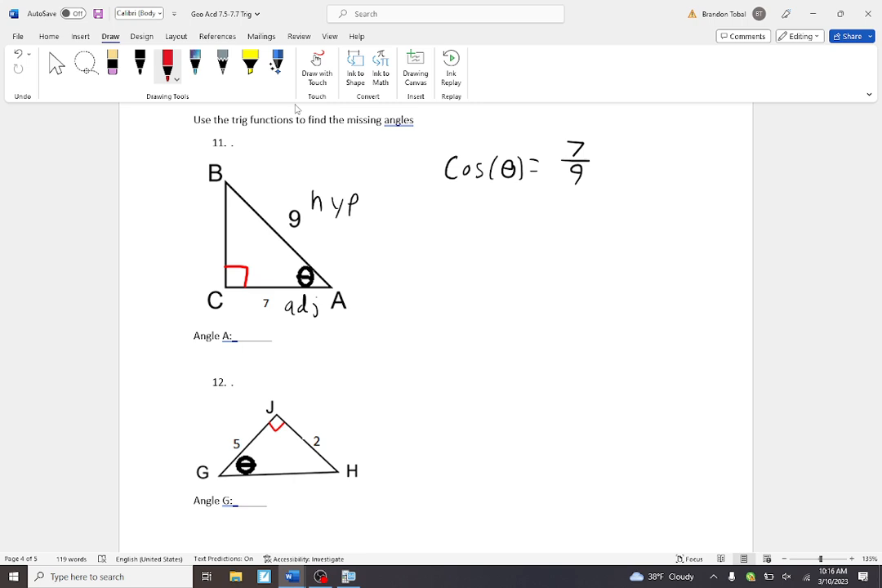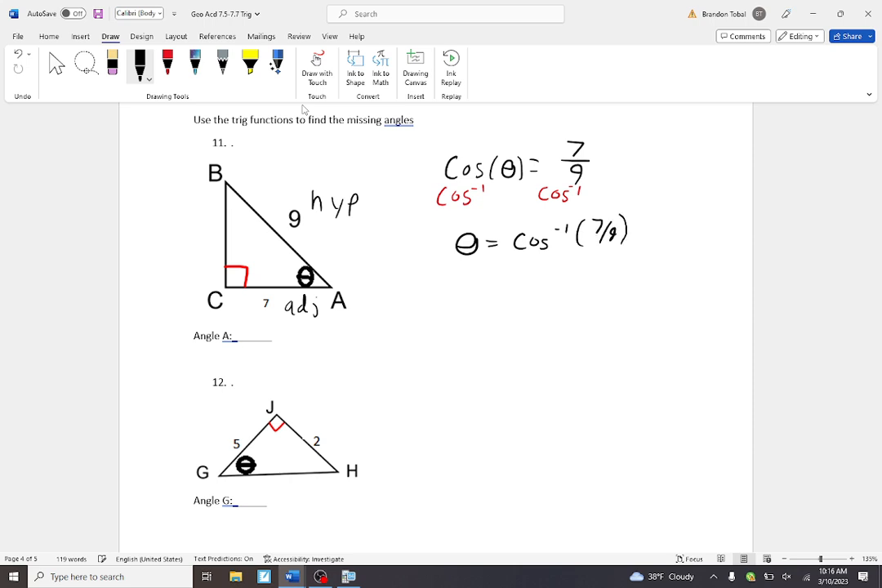So what do we do to get rid of the cosine? We're going to use the inverse cosine. So I do cosine to the negative 1, which means I have to do it to both sides. So theta, or x, or whatever, is cosine negative 1 of 7 over 9.